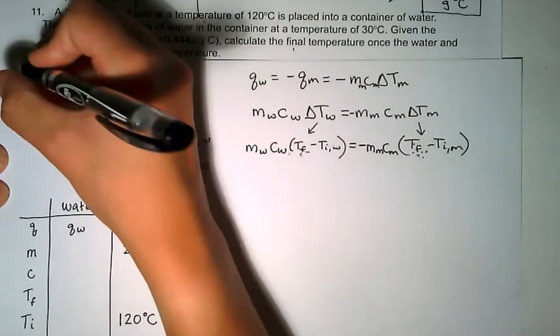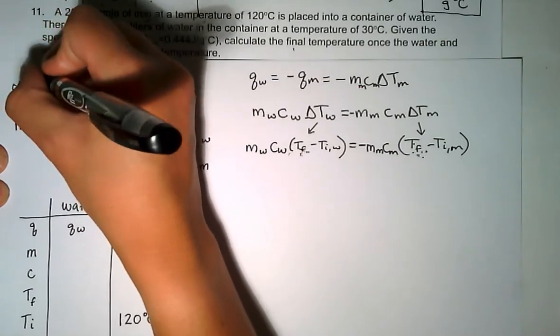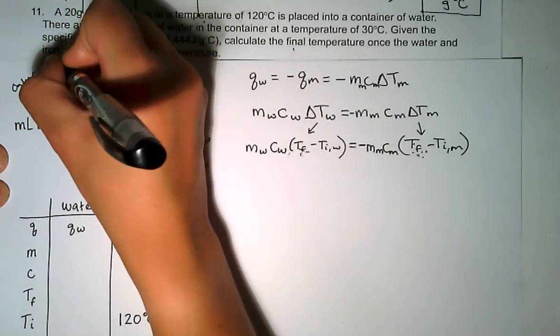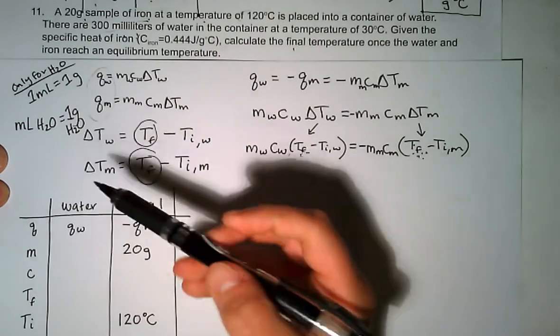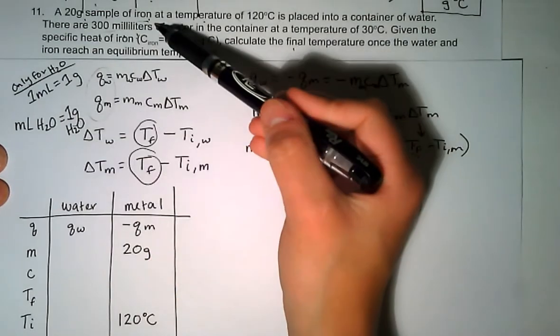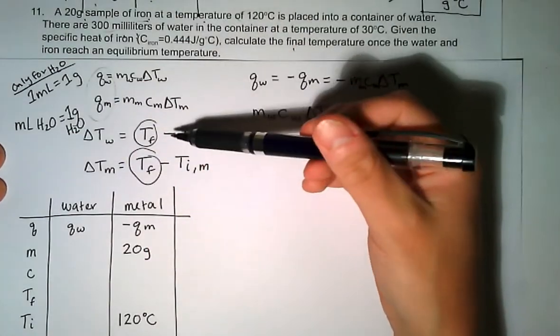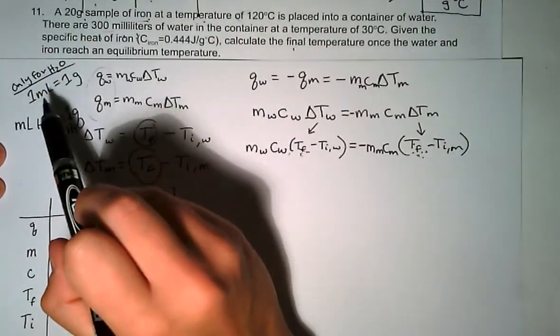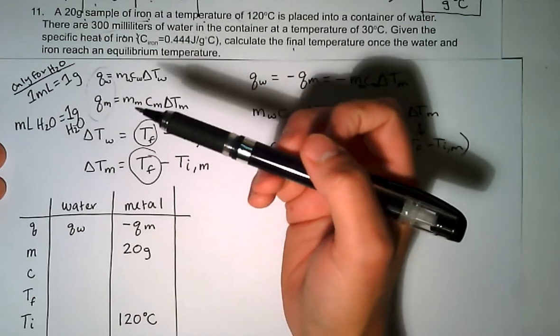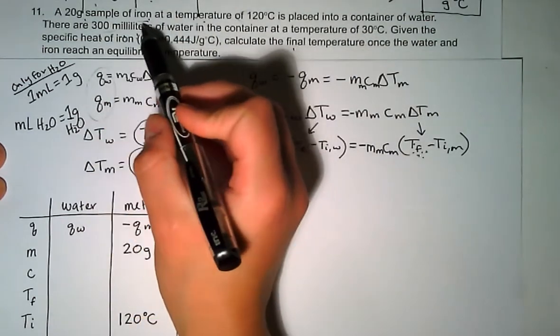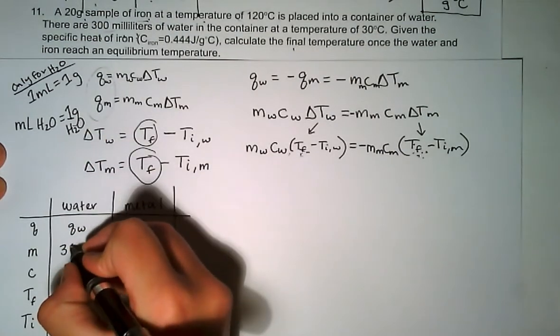But this is only for H2O. But it's a useful fact to know because this comes up a lot in chemistry where we measure the volume of water. We don't actually get out a scale, but we don't have to because we know that 1 gram of water is the same as 1 milliliter. So 300 milliliters is the same thing as 300 grams of water.